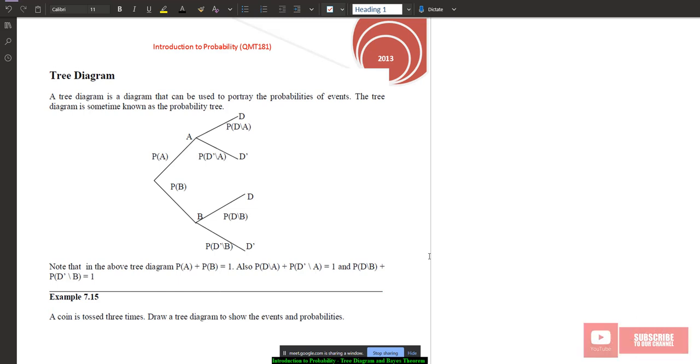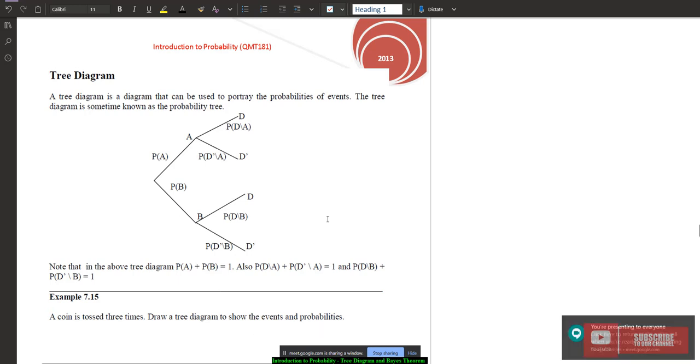So we will continue our chapter number 7, which is Introduction to Probability. Today's topic is about tree diagram. We need to understand tree diagram. Actually, tree diagram is a part of probability. It's a pictorial representation of a probability, right?